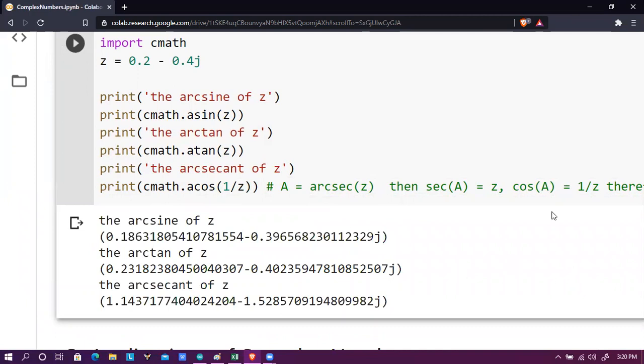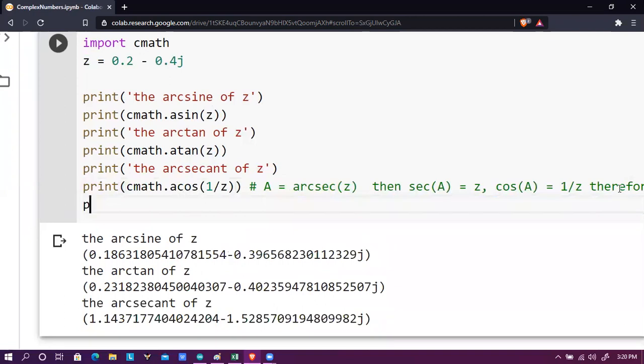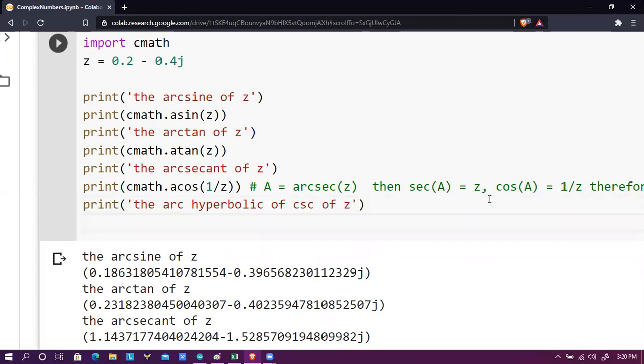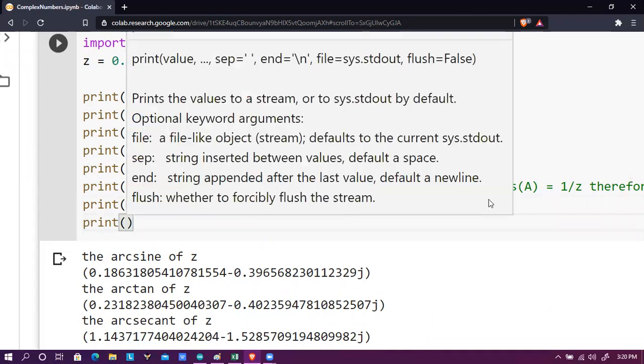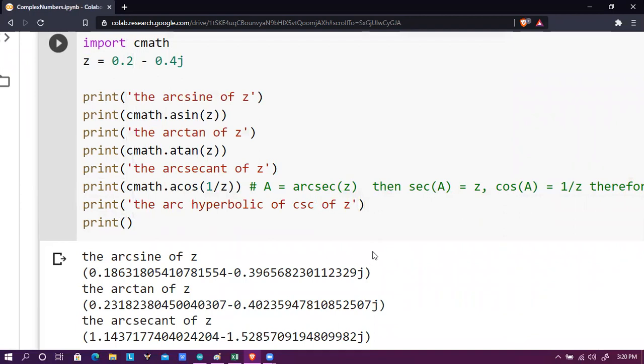The same applies if you are dealing with the hyperbolic function. Let's say I want to print the arc hyperbolic cosecant of z. Now take note, just like what we did a while ago, if we take the reciprocal of z, it will become 1 over z. And if you take the reciprocal of cosecant, it will become sine. Since this is hyperbolic, it will become hyperbolic sine.